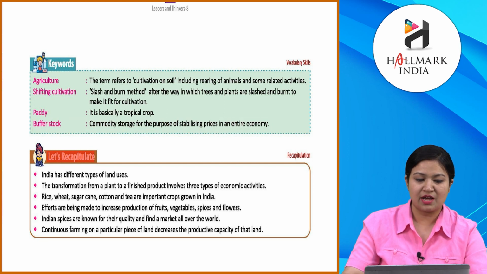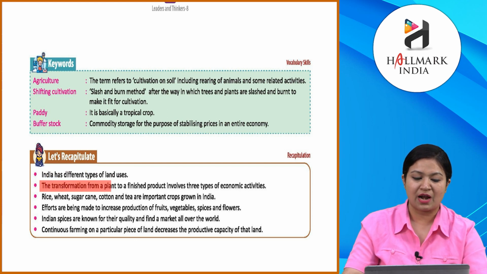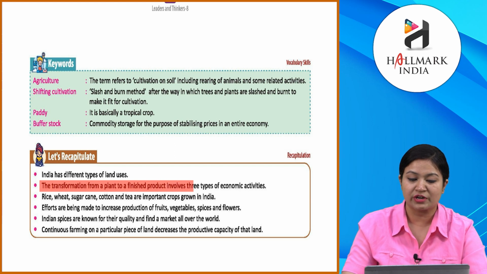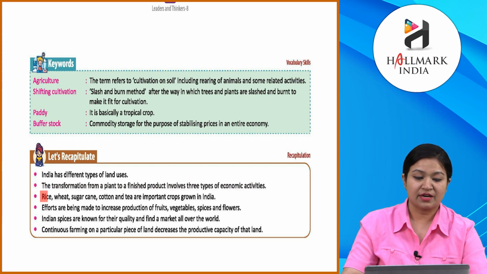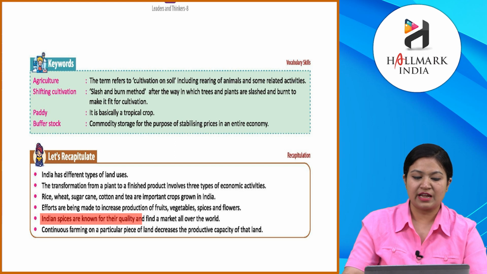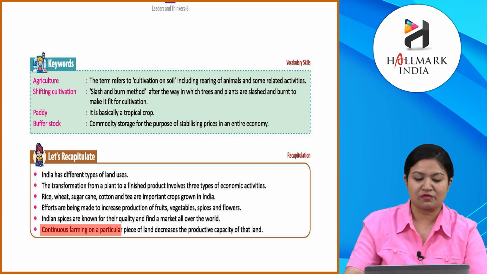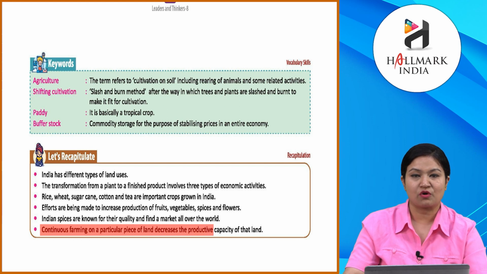Let's recapitulate. India has different types of land uses. The transformation from a plant to a finished product involves three types of economic activities. Rice, wheat, sugarcane, cotton and tea are important crops grown in India. Efforts are being made to increase the production of fruits, vegetables, spices and flowers. Indian spices are known for their quality and find a market all over the world. Continuous farming on a particular piece of land decreases the productive capacity of that land.